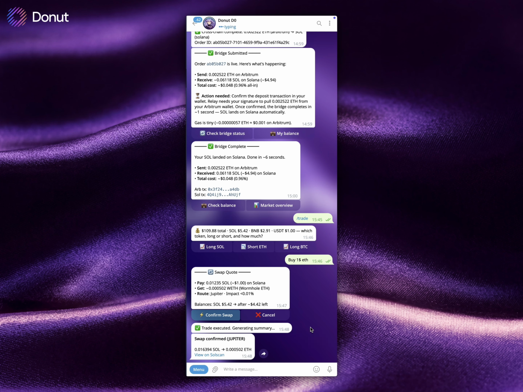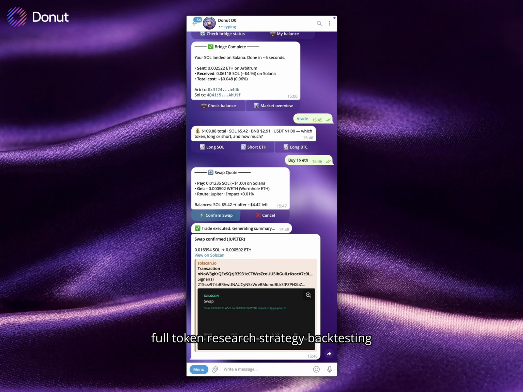Here's what's happening under the hood. D0 uses a dual mode architecture. Simple trades like this go through Fastlane, which means no AI reasoning between confirm and execution. The quote is already generated. The route is already selected. Confirm is the last human gate. Everything after is mechanical.